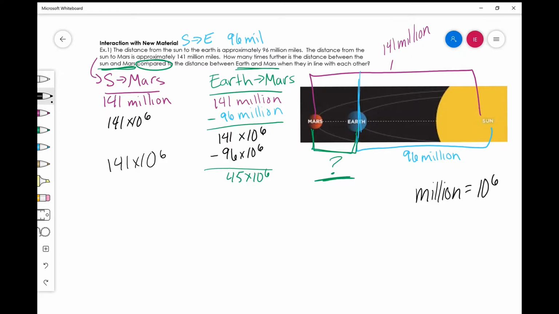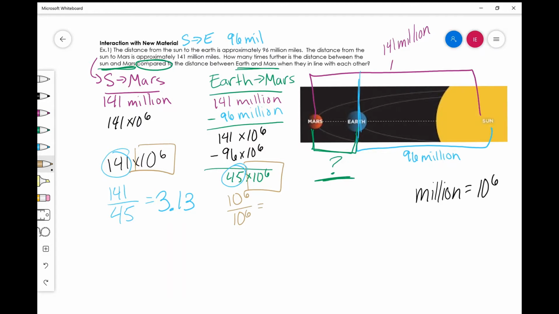Remember that when we compare our numbers in scientific notation, we first compare our multipliers by dividing those out. So I'll have 141 divided by 45, and I know that's approximately 3.13. Once we've compared our multipliers, we can go back and compare our powers of 10. So I have 10 to the 6th divided by 10 to the 6th. Since those are the same value, I know that they divide and just equal 1.